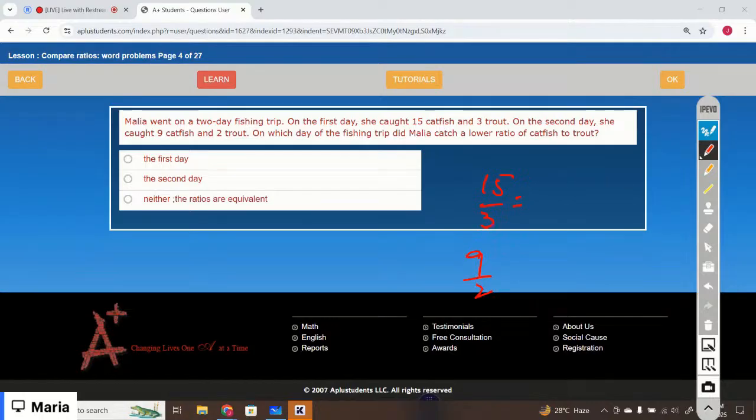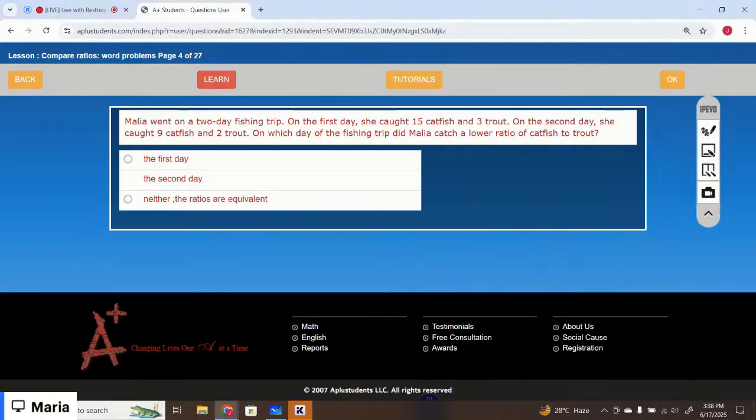They should be multiplied by 100. So that is 500%, right? And 9 divided by 2 multiplied by 100 is 450. So the question is, on which day did Monica catch a lower ratio? The lower one shows on the second day. The correct option was the second day.